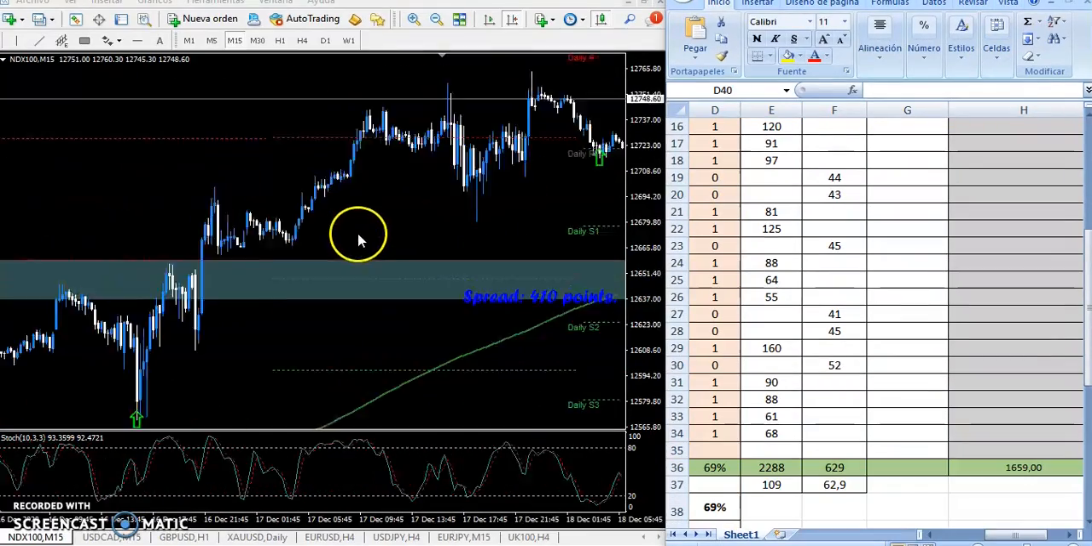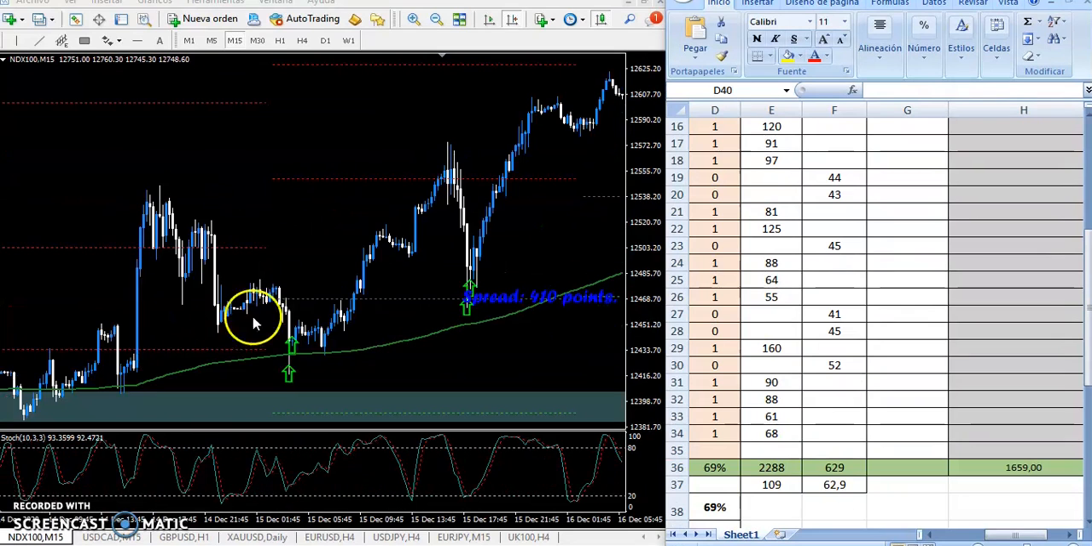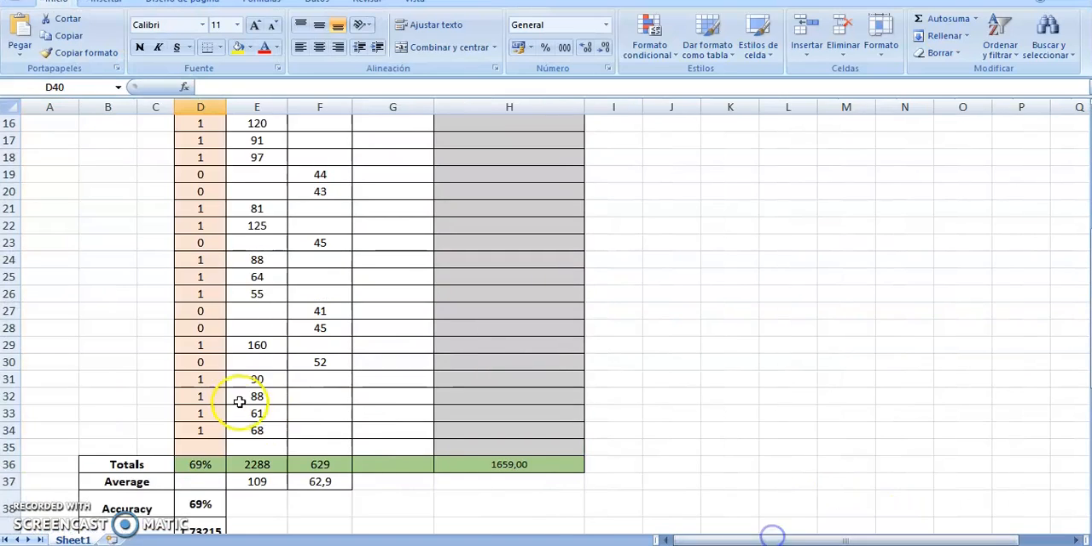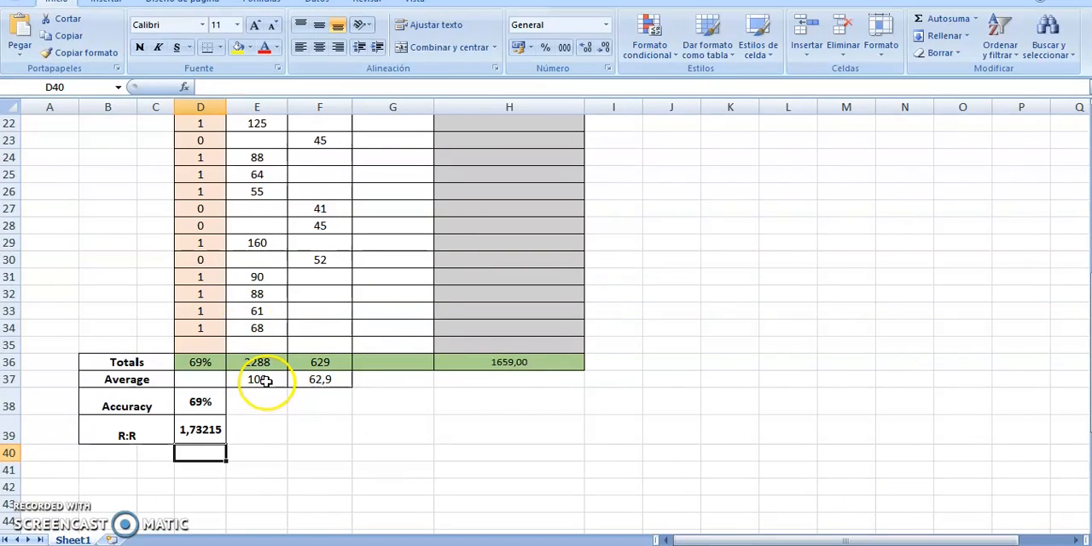As you can see here, I've just finished backtesting these last few trades, and for the last 2 months we've had an accuracy of 69%, with our average winning trade of 109 pips and our average losing trade of 62 pips. This gives us a risk to reward of 1 to 1.7. This means our average winning trade is 1.7 times bigger than the average losing trade.